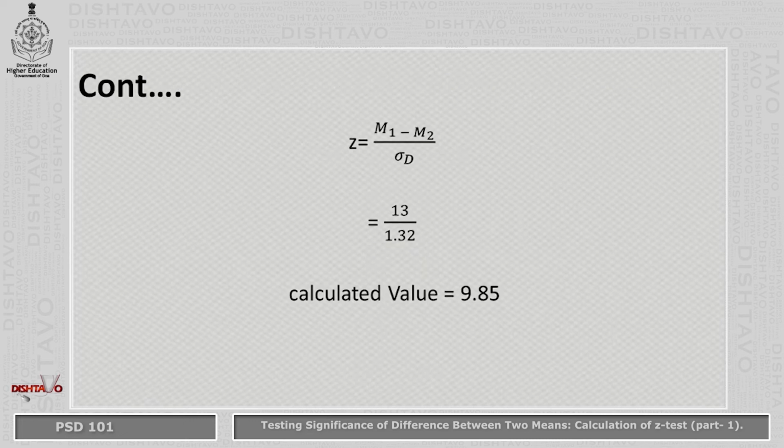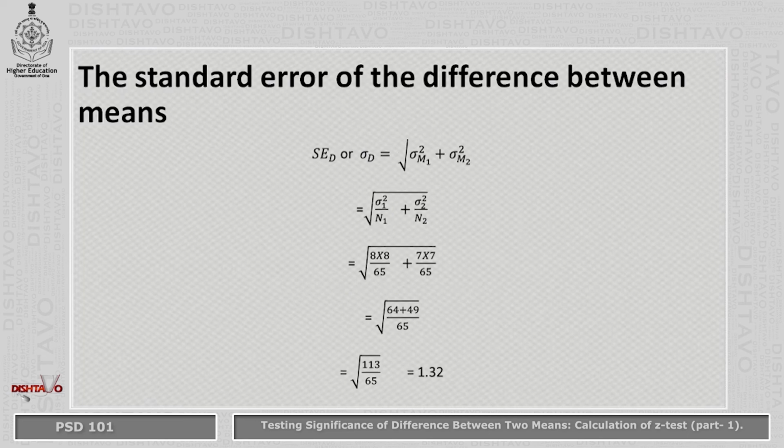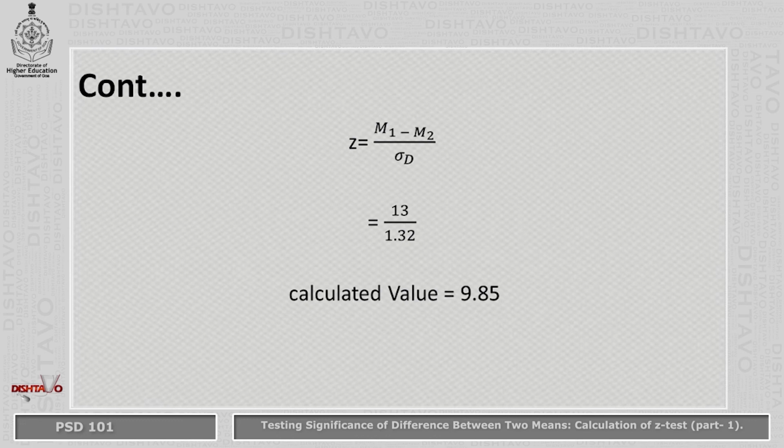Continuing, after getting standard error and the mean difference, we then calculate Z-test. The formula for Z-test is M1, the mean of first group, minus M2, the mean of second group, upon standard error of difference, the value which we got in the previous slide, that's 1.32. So 13 upon 1.32. Your calculated value comes to 9.85.